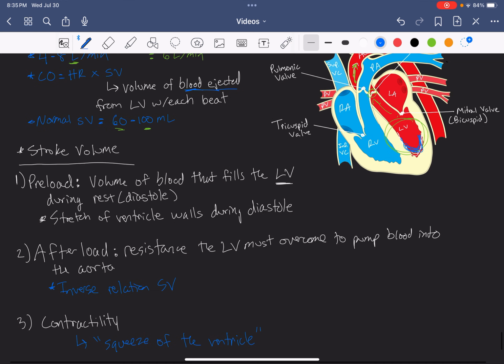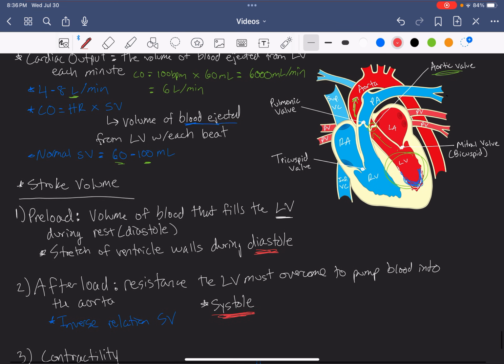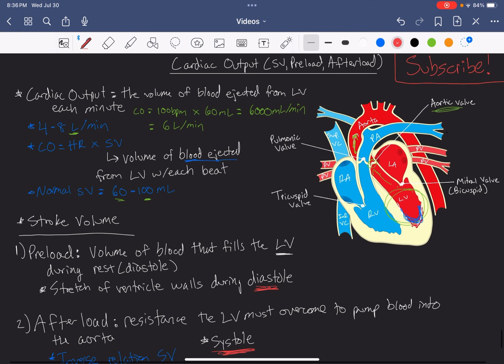One thing I did forget to mention here: if we're correlating preload with diastole, then afterload, the resistance the left ventricle must overcome to pump blood against the aorta, is systole, right? When that ventricle is contracting. So just to correlate those two together. But that was just a quick overview of cardiac output, preload, stroke volume, afterload. So hopefully you can see how that all ties in and influences each other.